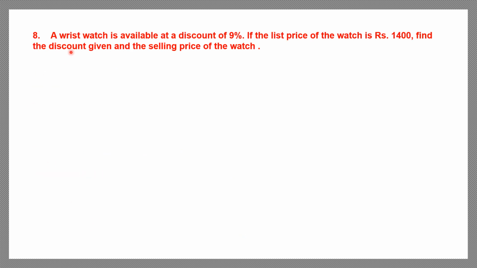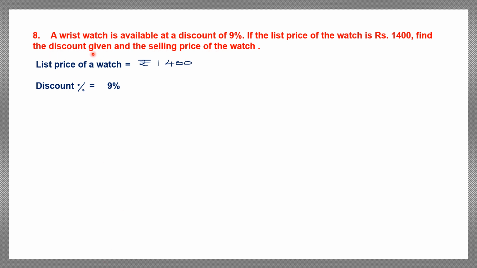Question 8. A wristwatch is available at a discount of 9%. If the list price or the marked price of the watch is 1,400, find the discount given and the selling price of the watch. So what have we been given? We've been given the list price, which is 1,400 rupees. We've also been given the discount percent, which is 9%. Now we are asked to find the discount and the selling price.